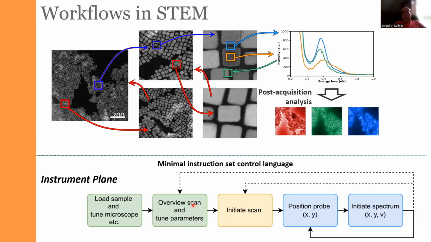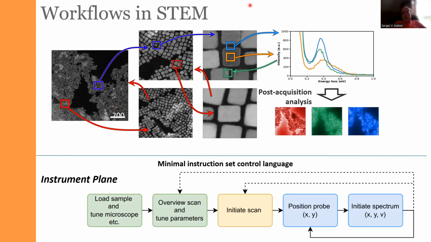However, there is a second part to this process, which is the decision making. And the decision making is traditionally done by the human operator. So the human selects the initial region for the overview scan. The human selects the locations to zoom in and zoom out. The human selects the regions to perform the spectroscopic studies.